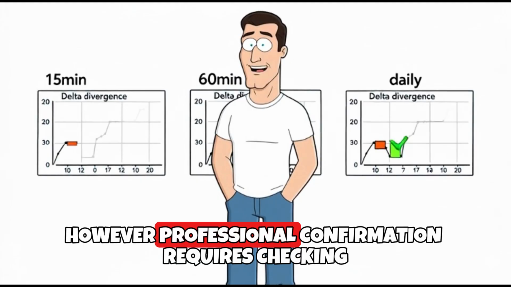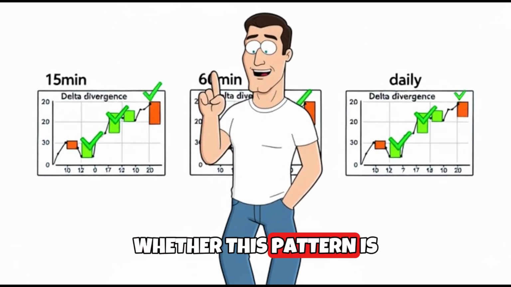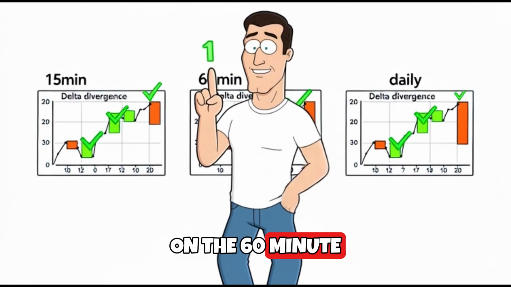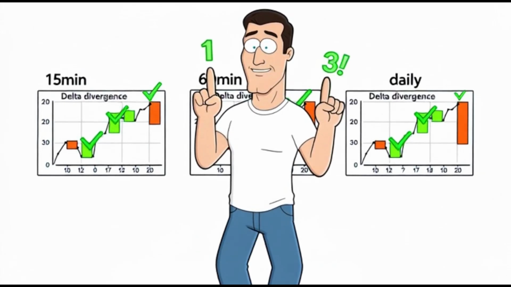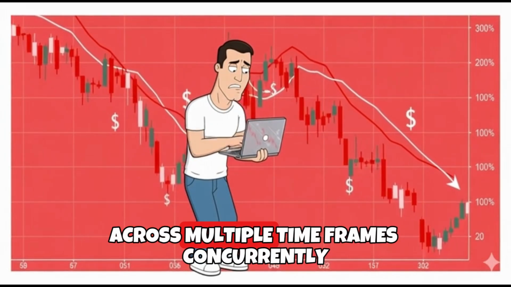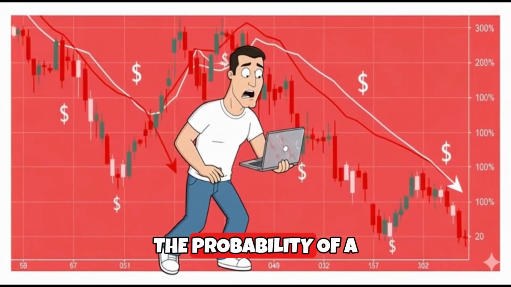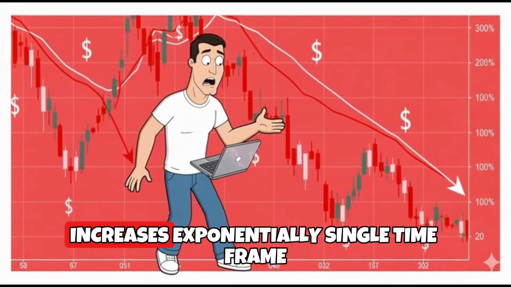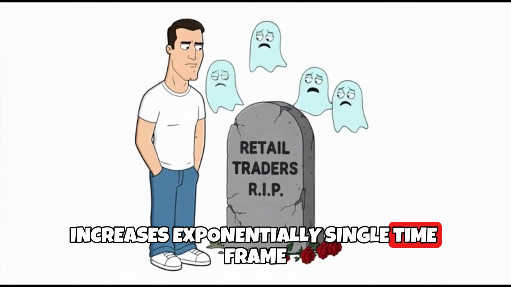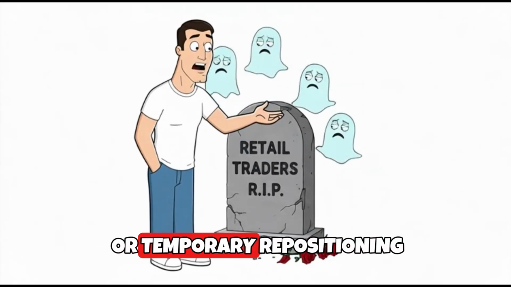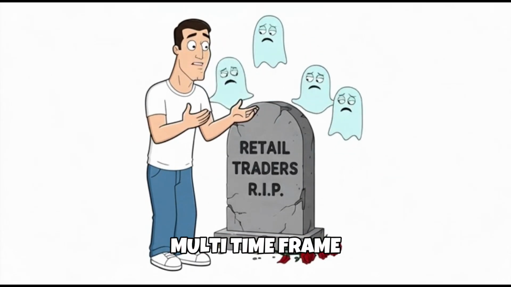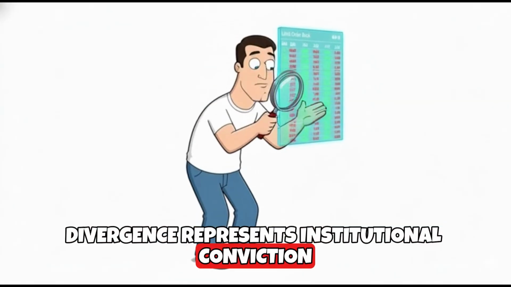However, professional confirmation requires checking whether this pattern is also emerging on the 60-minute and even the daily timeframe. When delta divergence appears across multiple timeframes concurrently, the probability of a significant reversal increases exponentially. Single timeframe divergences can be noise or temporary repositioning. Multi-timeframe divergence represents institutional conviction.